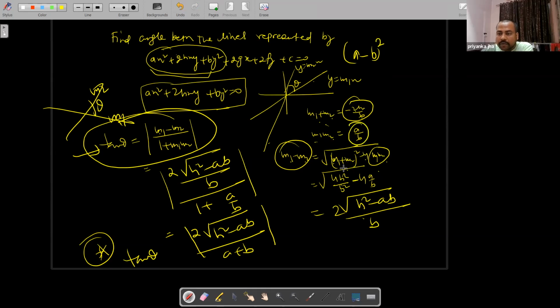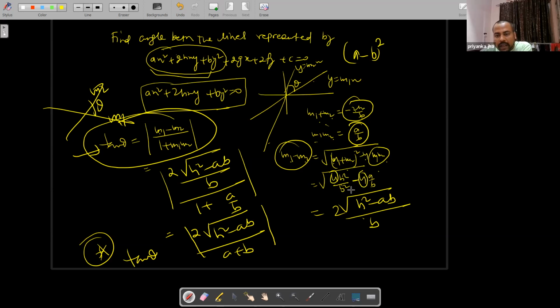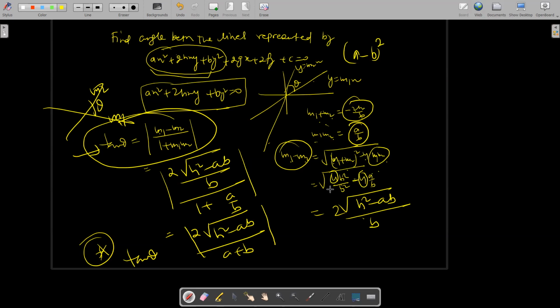A into b you can take from here. So what I did, I took 4 out, so it will come as 2 out of square root. This 4 will come as 2, and after taking LCM, it will become b square. So h square minus a into b, b square will come out as b. Yes, sir. Understood. Done, sir. Understood?